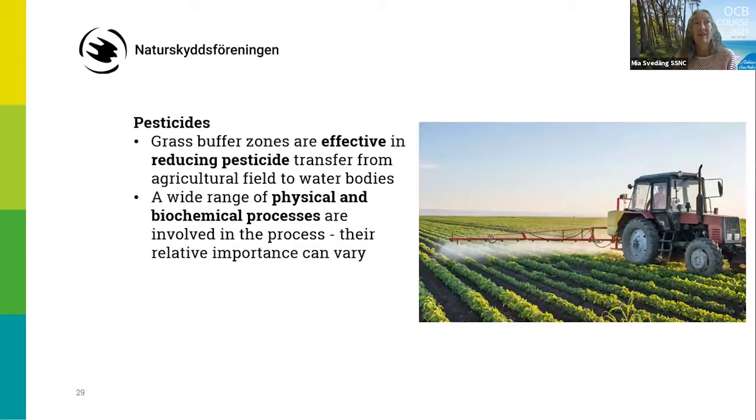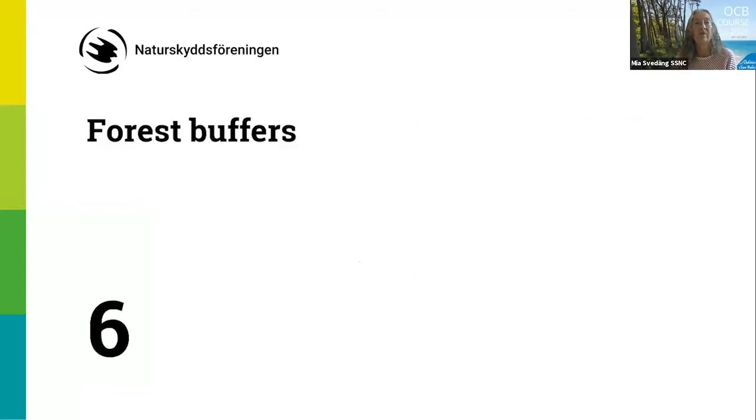And as I said, you can also remove pesticides with the aid of buffered zones. So grass buffered zones are effective in reducing pesticide transfer from agricultural fields to water bodies. And there are a wide range of physical and biochemical processes that are involved in these processes. And the relative importance of different processes can vary. But the result is that you actually can remove quite a lot of pesticides or avoid them reaching the water.